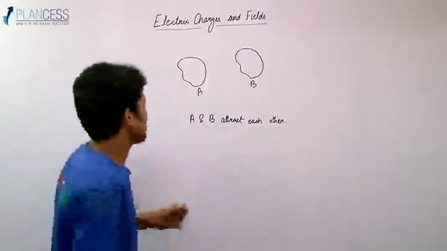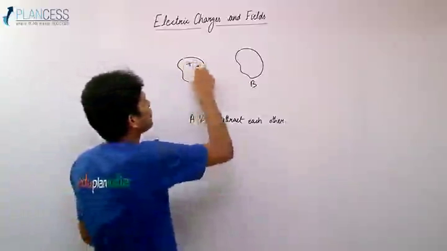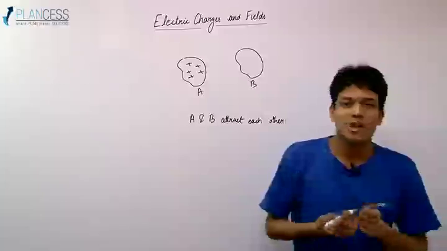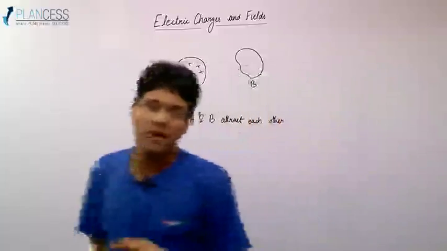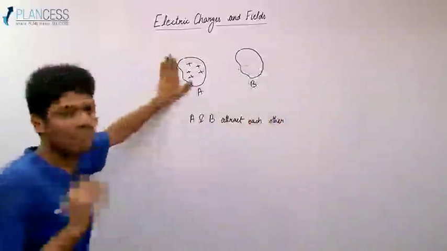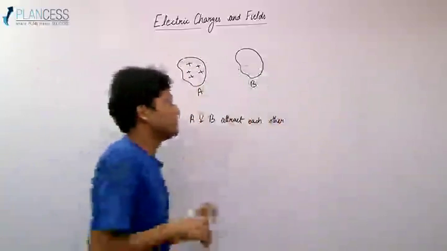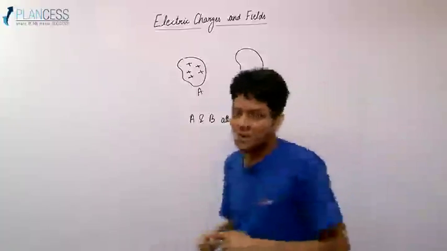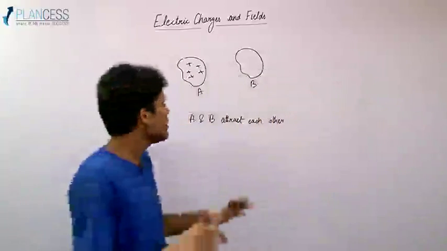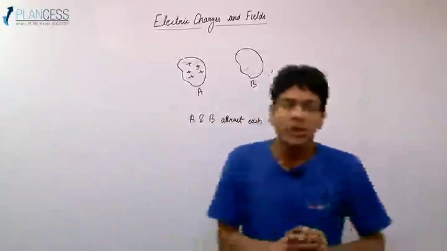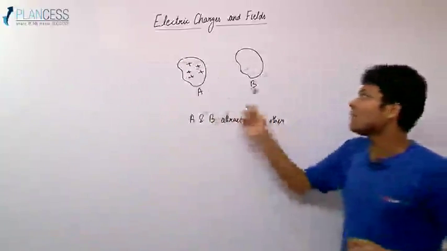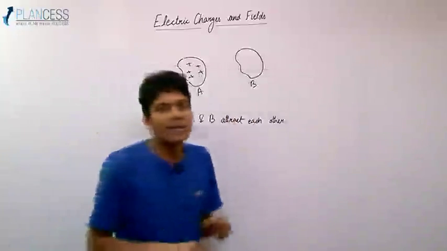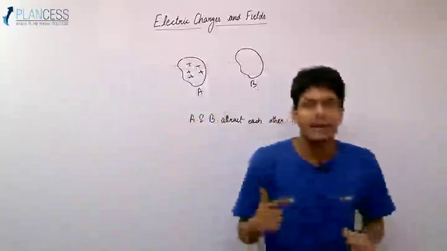So let us assume that body A is charged, and let us assume it is positively charged, because it does not matter whether A is positively or negatively charged. Without loss of generality, we can assume that A is positively charged. Now what about B? B cannot be positively charged, that is for sure, because if B is positively charged, then A and B cannot attract each other. So the choices left for B are that B can be neutral or B can be negatively charged.